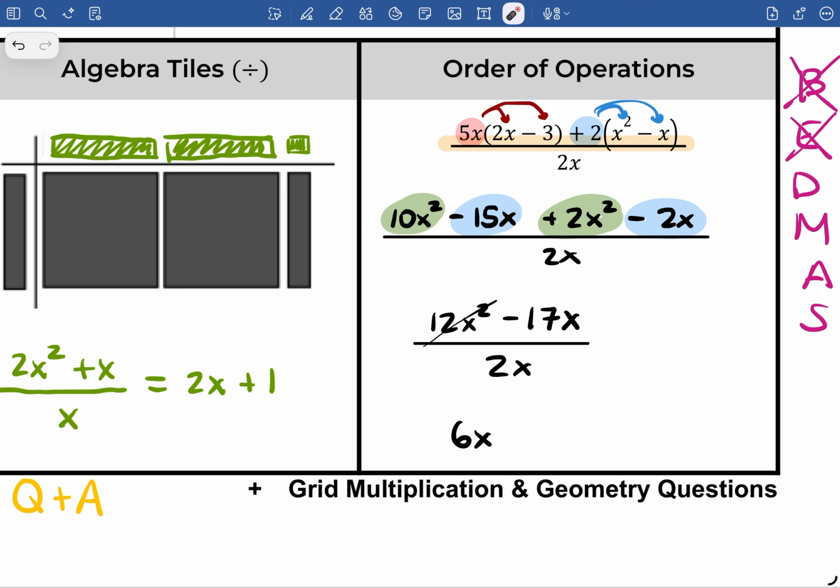And, oh, this one's interesting. What is negative 17x divided by 2x? Negative 8.5.